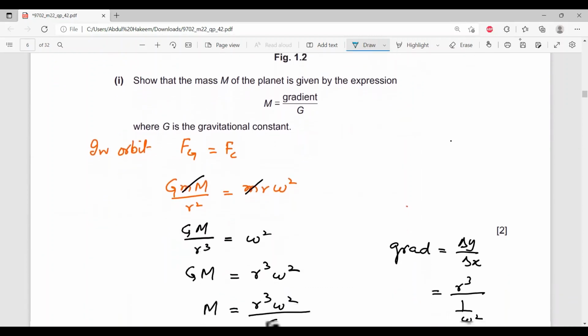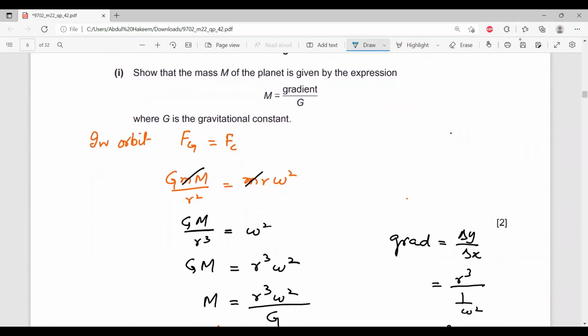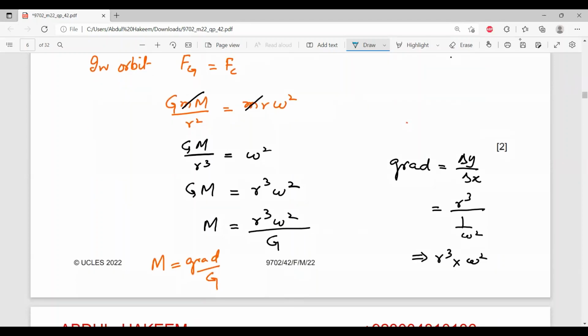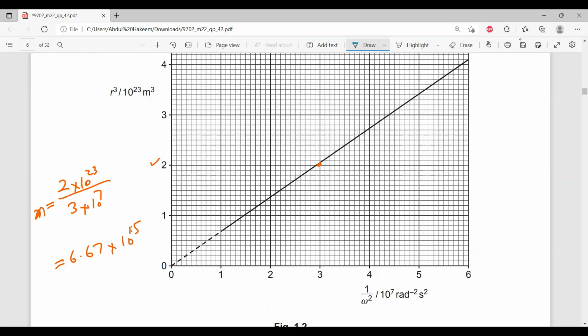Look, in the orbit, gravitational force is providing the centripetal force. The gravitational force is G M m over r squared, that is, mass of the planet times mass of the moon divided by the radius of the orbit squared, and m r omega squared is the centripetal force. The small m cancels, so GM over r cubed is omega squared, so GM is equal to r cubed omega squared. Now look at this.